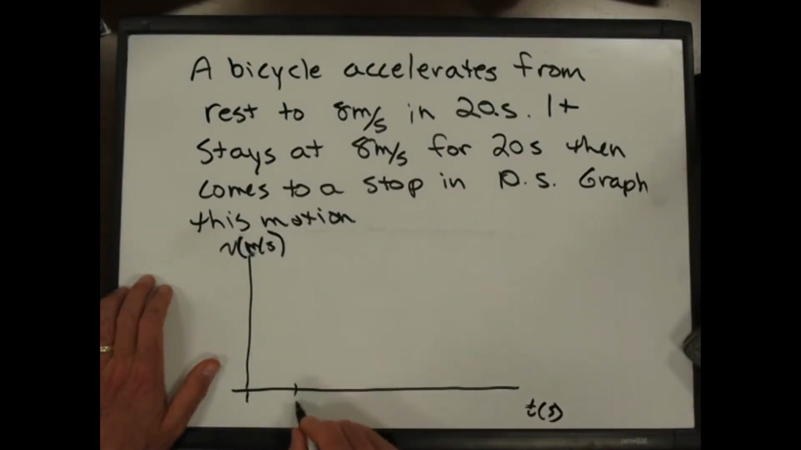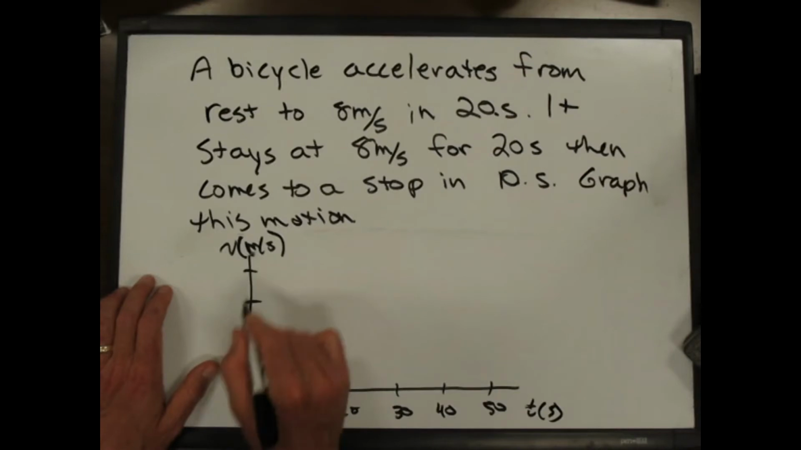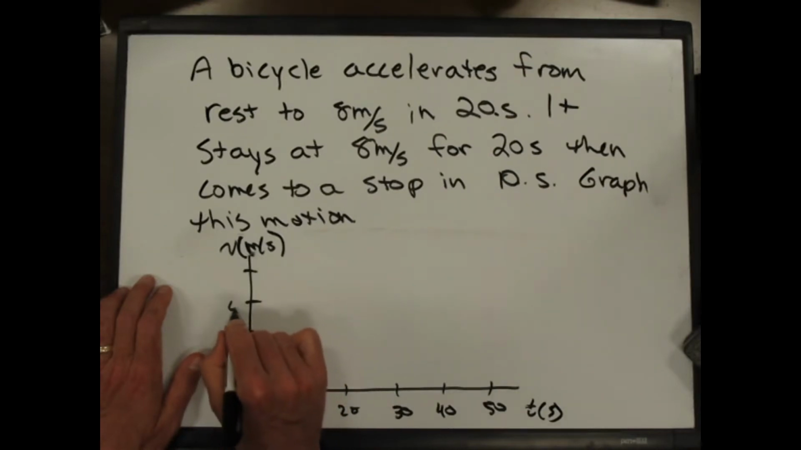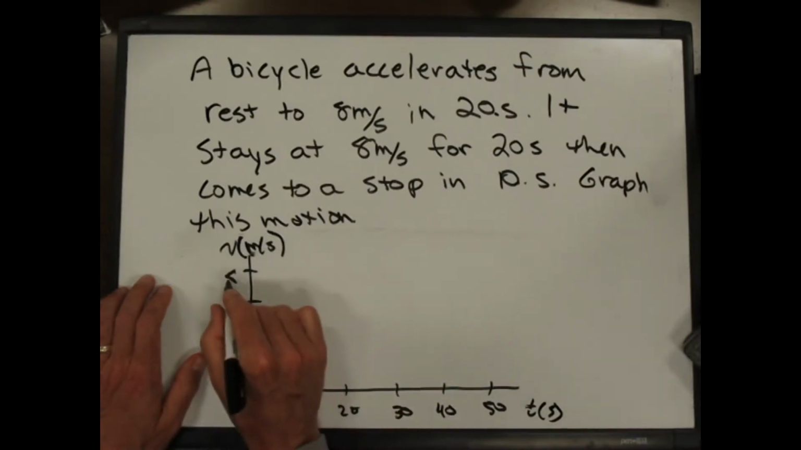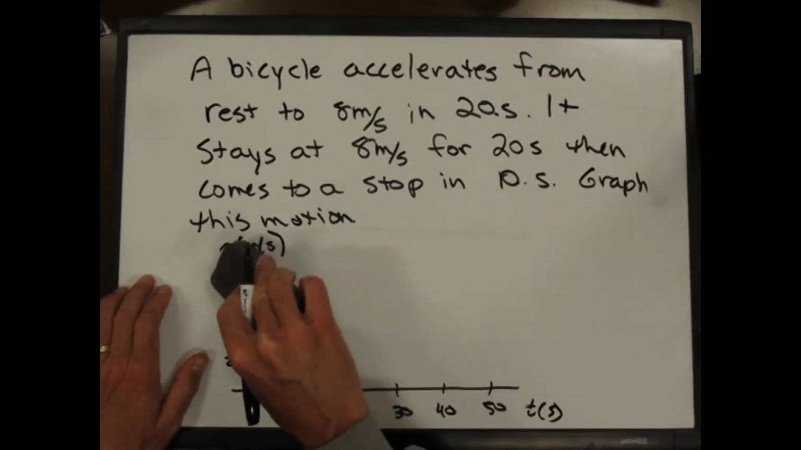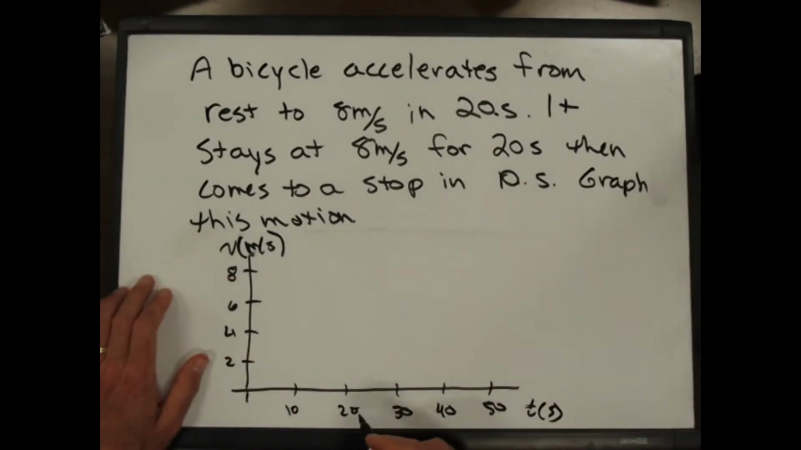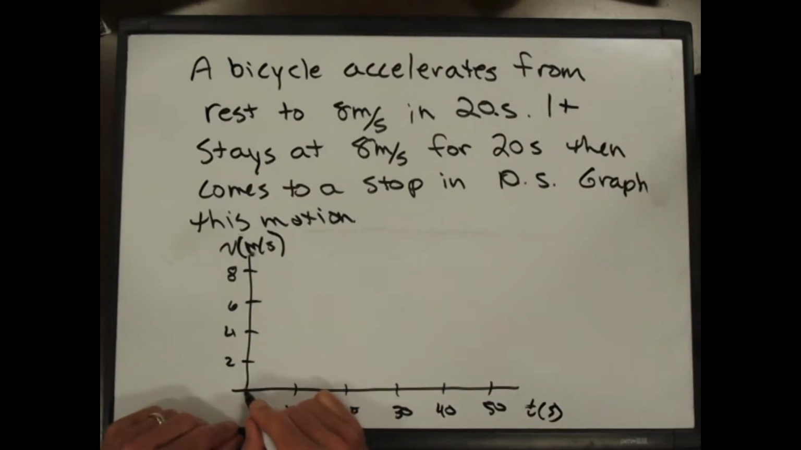And I guess I'll have something every 10 seconds: 10, 20, 30, 40, 50. And then 2, 4, 6, 8 meters per second. Let me try that one more time. 8 meters per second. And so it starts here.